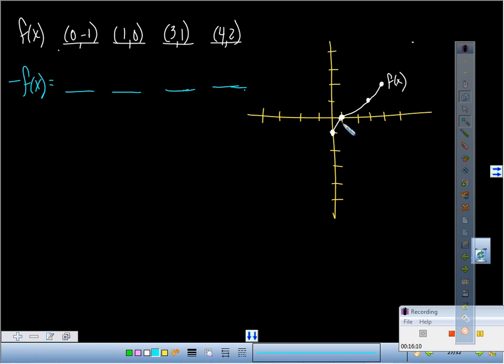Alright. So what's it going to do to this? It's going to reflect it over the x-axis. So this point's actually going to be here. You agree? Where's this point going to be? Down here. Where's this point going to be? Down here.